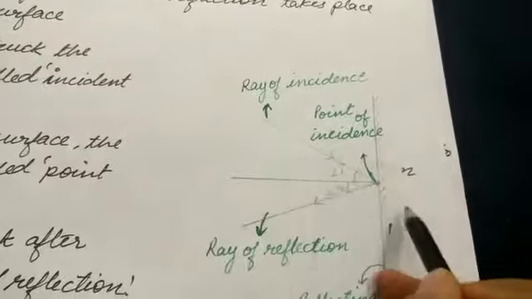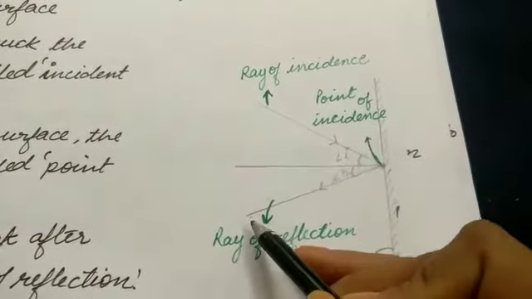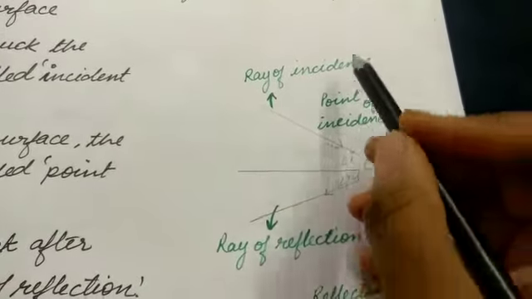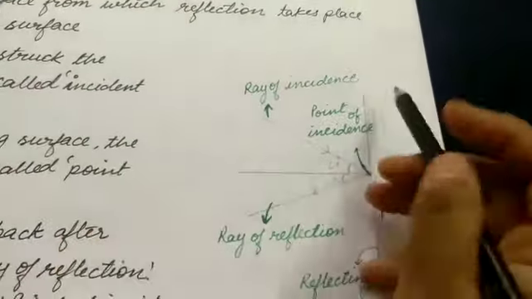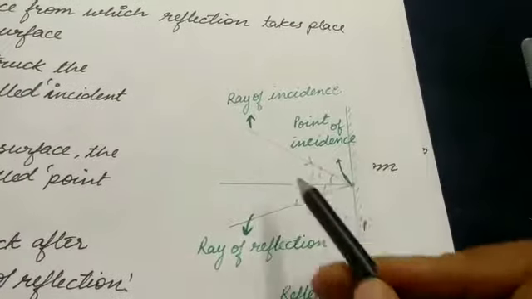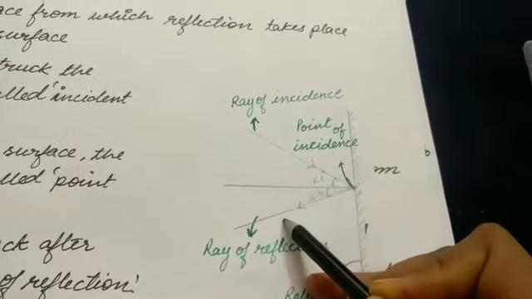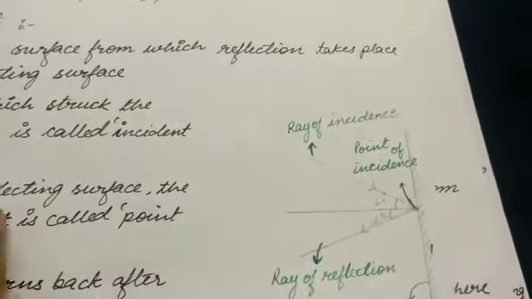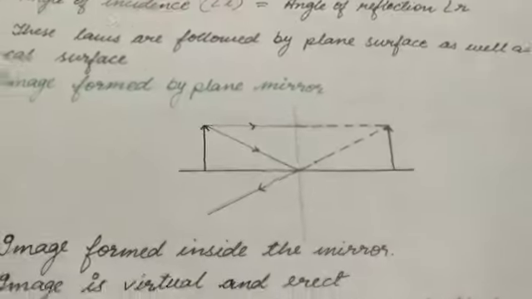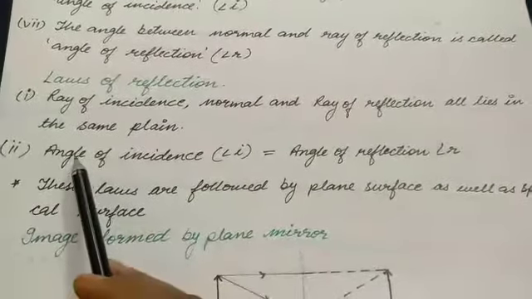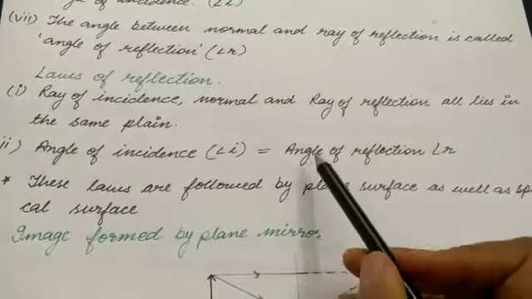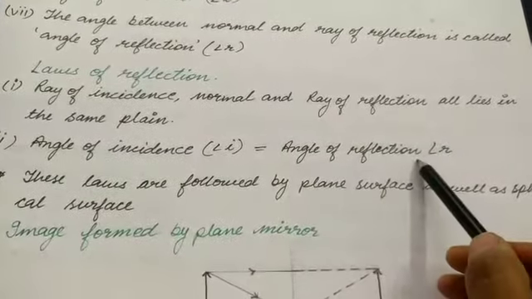See here, this is the ray of incidence, this is the normal, and this is the ray of reflection. So all these three lines are present on this plane surface. This is a plain paper and this is a plain surface. So we can get all the three rays on a plane surface. So this is the first law of reflection, that the ray of incidence, ray of reflection and normal all lie in the same plane.